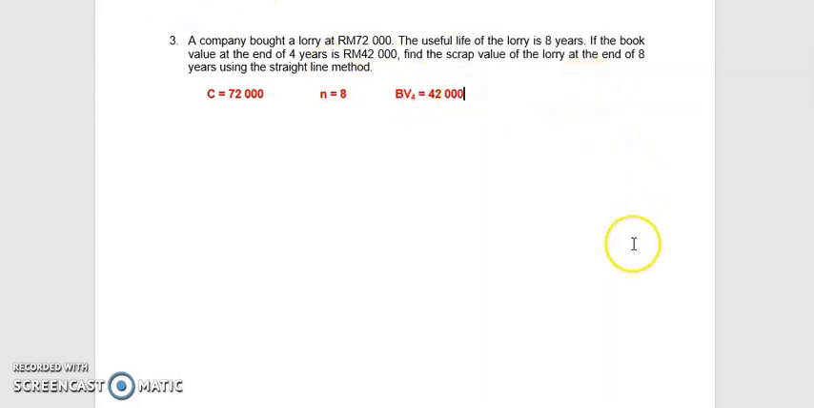Find the scrap value of the lorry at the end of 8 years using the straight line method. Okay, so now using straight line method. Now we want to find scrap value. How to find scrap value? Look at the info that we have here.